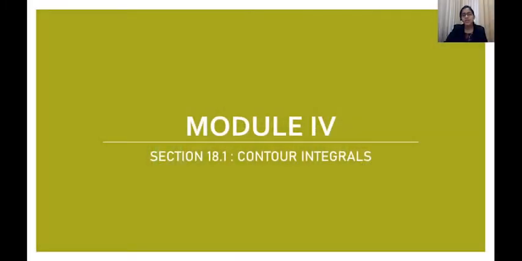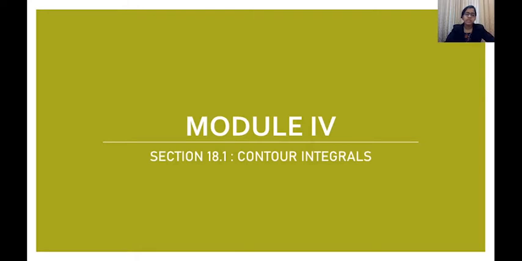In today's lecture, we'll be beginning with our fourth and last module, Module 4. Today we'll be discussing section 18.1, which is about the integration of complex numbers. So let's move on to Module 4, section 18.1, contour integrals.